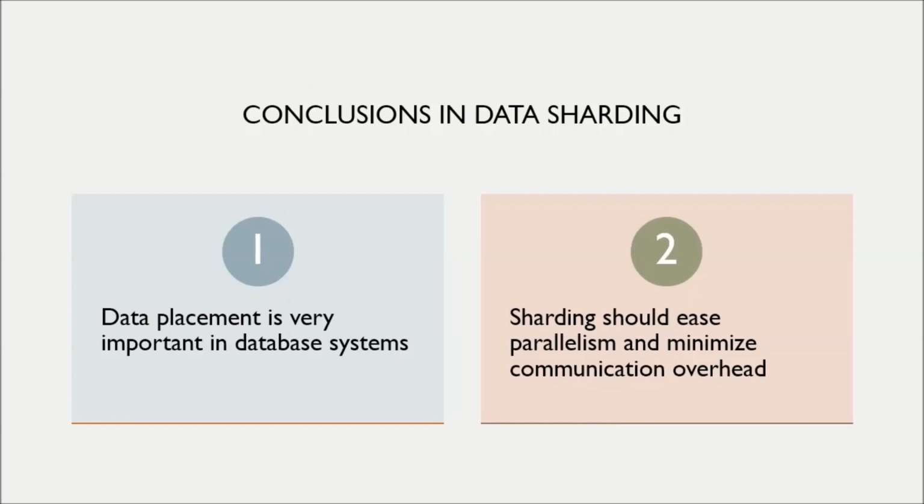In this brief summary of what sharding is, we conclude that the way we choose our data placement is important, as it can improve or degrade our application's performance. Sharding isn't always the best solution. If we need to access multiple shards to access a piece of data, we are increasing our communication overhead, and sharding should always ease parallelism and minimize our application's communication overhead. In the next topics, we will see real-world applications of data sharding.